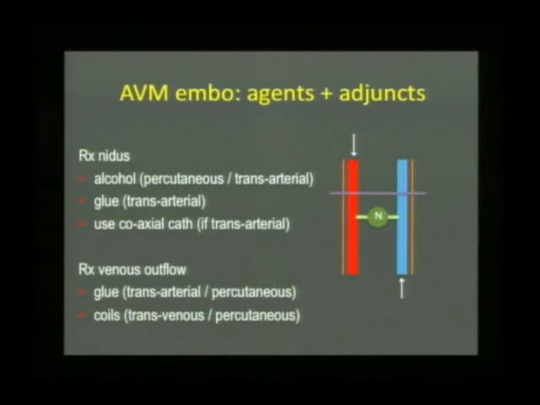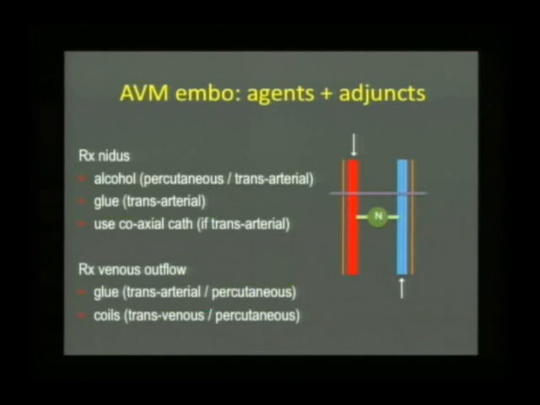Glue will block the channel. It doesn't actually destroy the endothelium as such. And although glue can be a useful adjunct at times, you can actually inject glue percutaneously as well through butterfly needles if you need to. And sometimes you can use glue to control the venous outflow as well from the nidal channels. And you can inject glue transarterially or percutaneously.